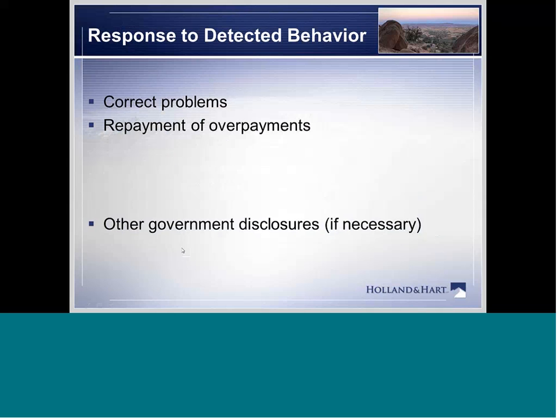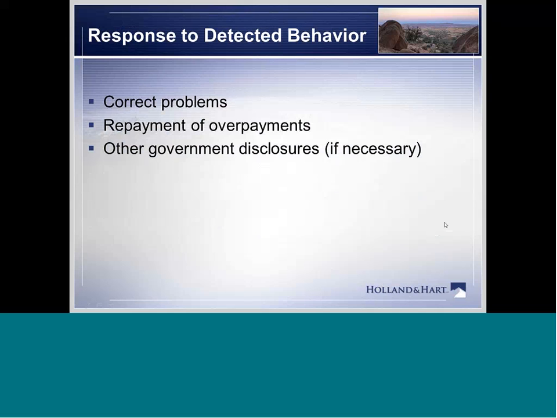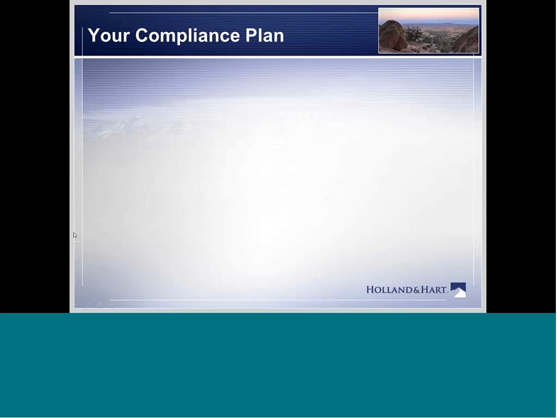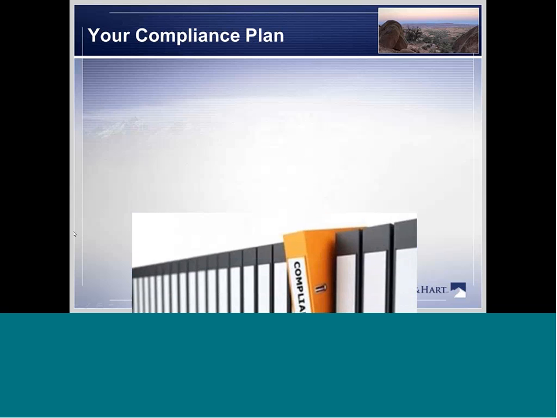So definitely, if you detect non-compliant behavior, also try to correct the problems. If it's something that can be corrected going forward, determine if you have to make any repayment of overpayments or any other government disclosures. Perhaps you want to voluntarily roll out a corrective action plan that would help your organization have measurable standards for whether you're correcting the issue. Focus on your monitoring of that issue. And again, document all of these to show responsiveness.